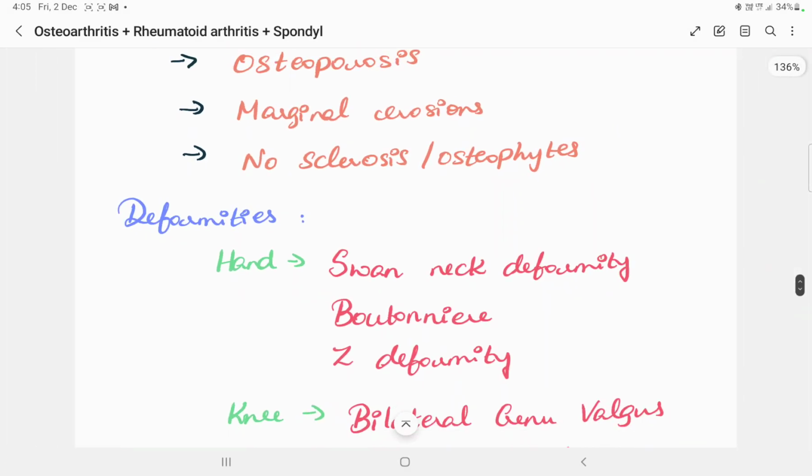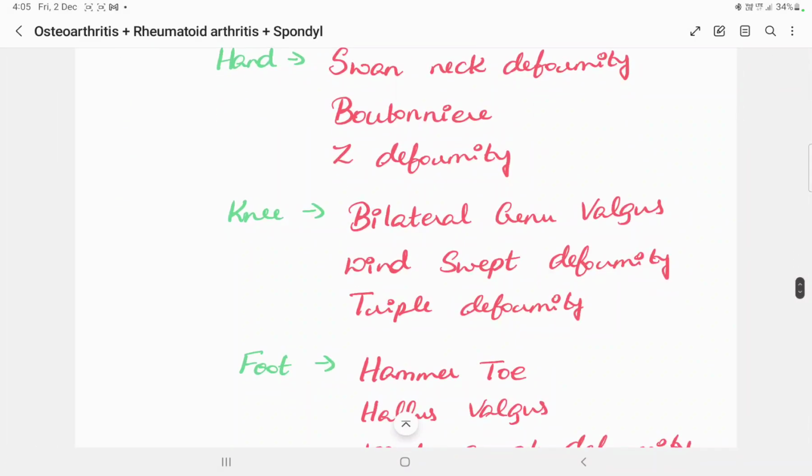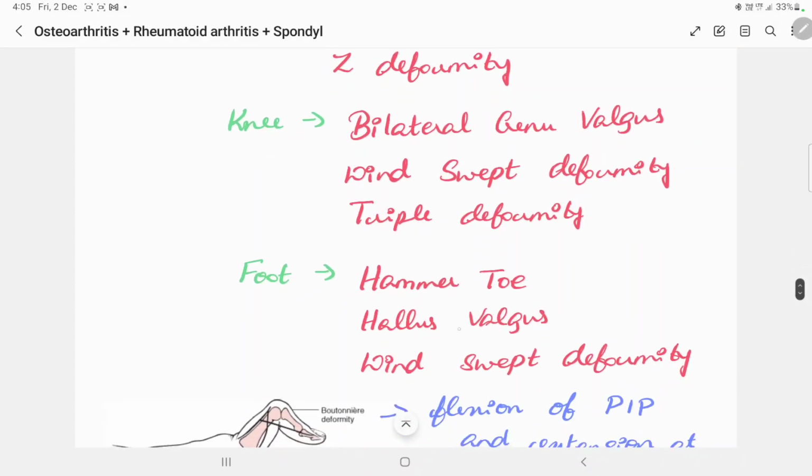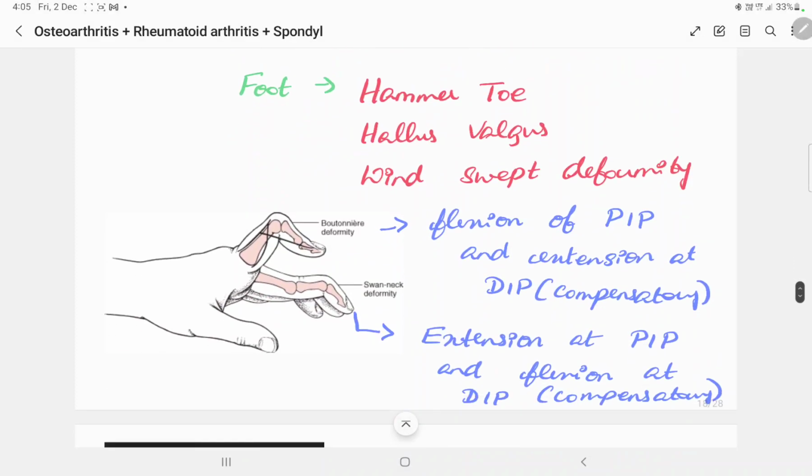So what are the deformities? We divide these deformities into hand deformities, knee deformities and foot deformities. In the hand there's swan neck, boutonnieres, Z deformity. In the knee there's genu valgus, windswept and triple deformity, whereas in the foot there's hammer toe, hallux valgus and windswept deformity. So we'll be seeing them one by one.